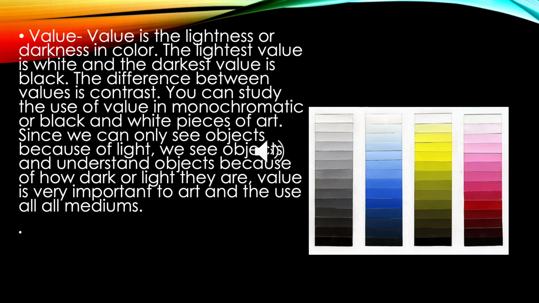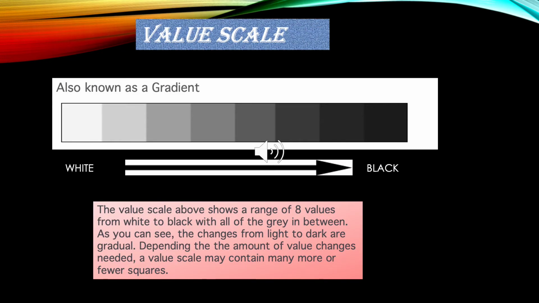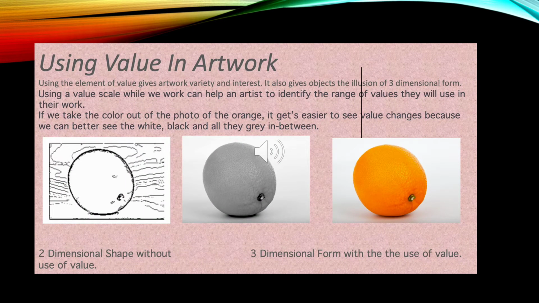Value is the lightness or darkness in color. The lightest value is white and the darkest value is black. The value scale above shows a range of 8 values from white to black with all of the grays in between. Using value in artwork: a two-dimensional shape without the use of value, and a three-dimensional form with the use of value.